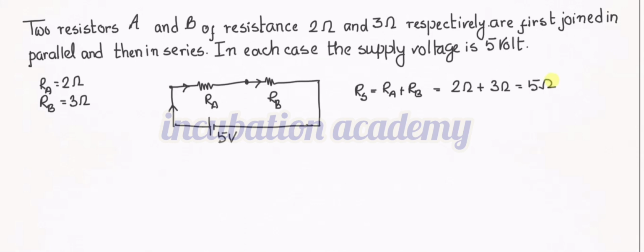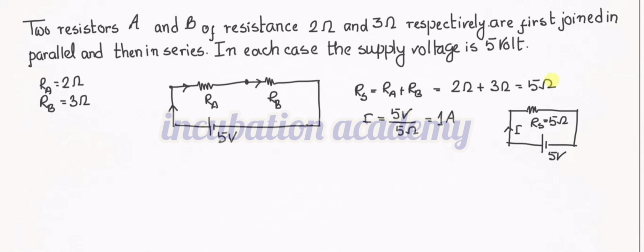Then what is the current? To find it out, we have to draw the equivalent circuit. Now RA and RB are replaced by a single resistor RS, connected across this 5 volt. So this is the 5 volt and the resistance is 5 ohm, and the current through this RS is I equal to 5 volt divided by 5 ohm, so that is 1 ampere.